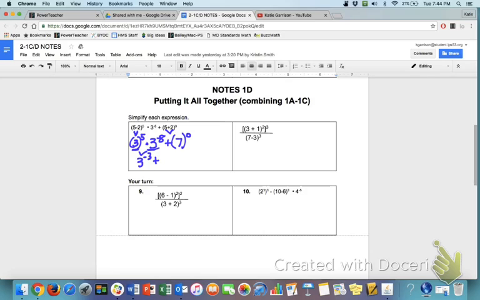And then I hope you guys remembered that any number to the 0 power, 7 to the 0 power, is just 1. So now we have 3 to the negative 3rd plus 1. All right, I'm going to move all of this up here. Okay, 3 to the negative 3rd plus 1.